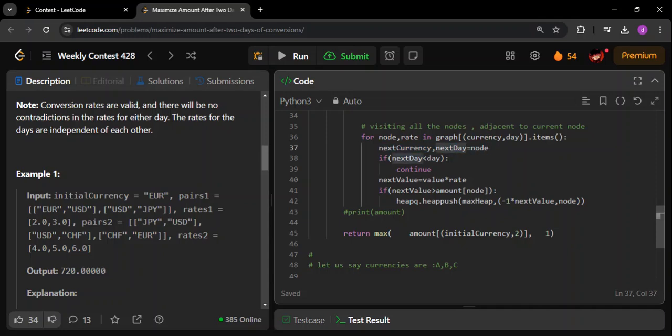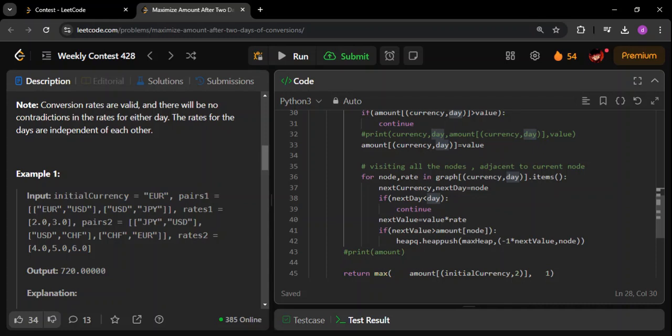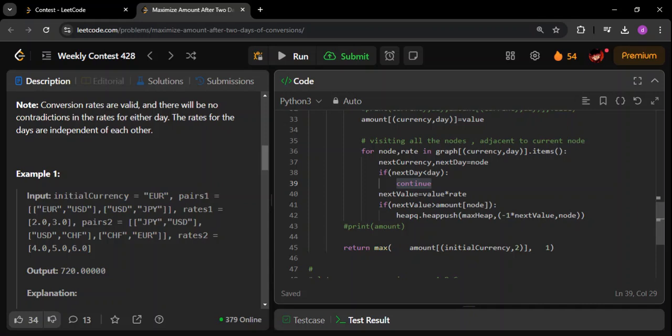The idea here is, see here very clearly, for the current node I am at this particular day. For the neighboring node I am going to be at this particular day. This is the day for the neighboring node. So the idea here is, next day should not be less than or equal to current day. That is, when I'm going from the current node to the neighboring node, I should not go from a day 2 node to a day 1 node. For that reason, I've included this condition, as simple as that. If that is not true, what will happen next?